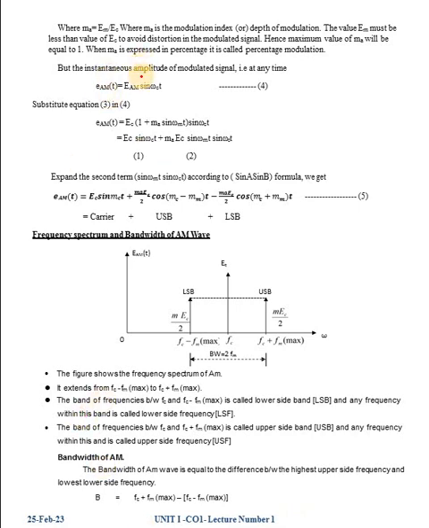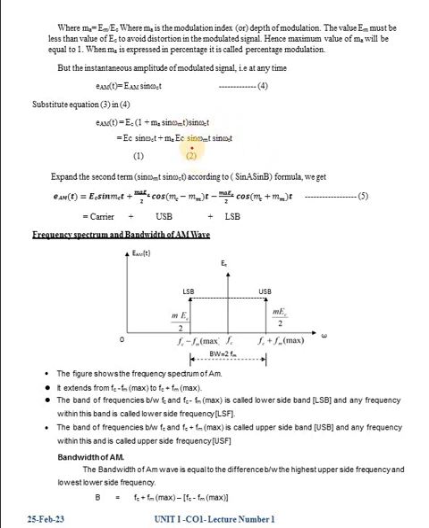The instantaneous amplitude of the modulating signal at any time can be represented as EAM of t. With respect to the time period, we are writing the amplitude modulated waveform as EAM sin omega CT. So EAM of t is equal to, already we got EAM, substitute that value: EC into 1 plus MA sin omega MT into sin omega CT. Then expand this equation. If we expand it, we will get a sin A sin B term.